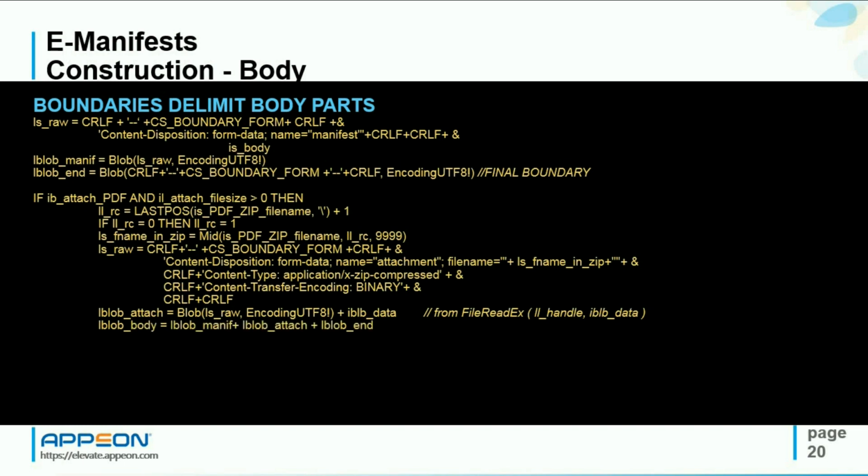So now we're going to create a body with the manifest, then the attachment, and then the bookend. And if we don't have an attachment, then it's just the manifest and the bookend. Finally, we do the send request with a post to the URL that has the save function, and we pass it the body in a blob form.